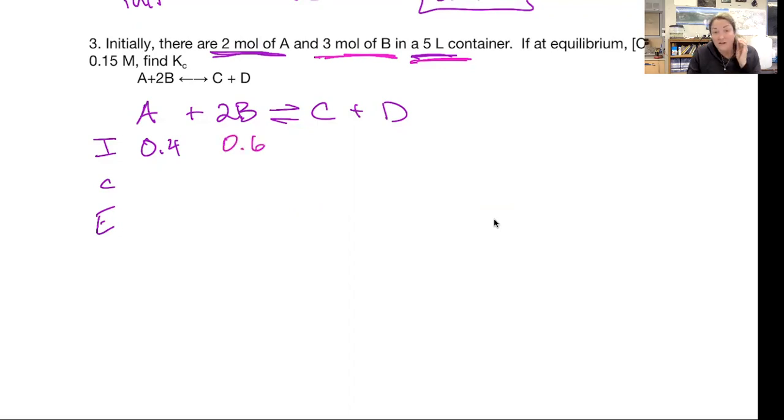Since I'm not told starting values for C and D, I assume they're 0. The 0 side of the reaction must increase. So the opposite side of the reaction is going to decrease.